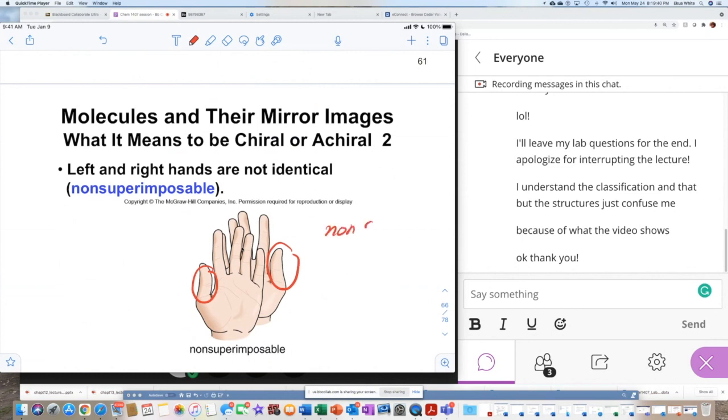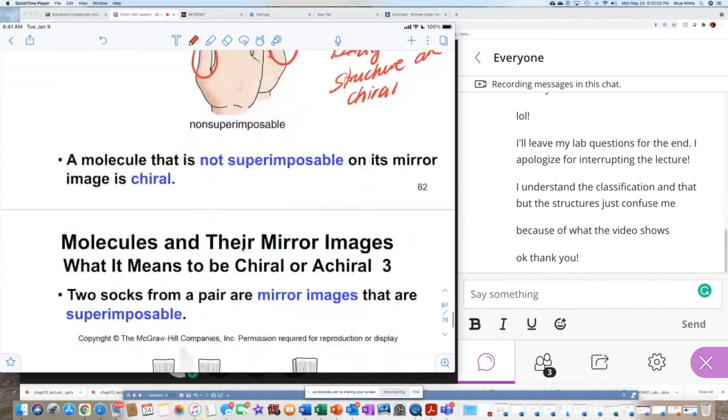So non-superimposable images, or in this case, structures, whatever, I just say structures, are chiral. Okay? If you don't get the hand thing, don't worry about it. But it's important that a molecule is non-superimposable to its mirror image for it to be chiral.